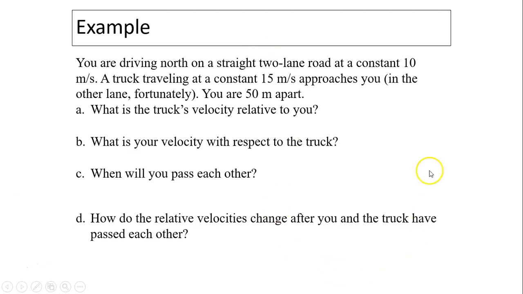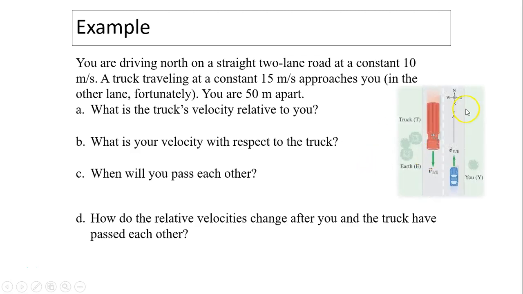Here is another example. You're driving north on a straight 2-lane road at a constant 10 meters per second. A truck traveling at a constant 50 meters per second approaches you in the other lane, fortunately. So you are 50 meters apart. To draw a picture, it would look like this. Here's a truck driving toward you, and here is you driving toward the truck in another lane. What is the truck's velocity relative to you?